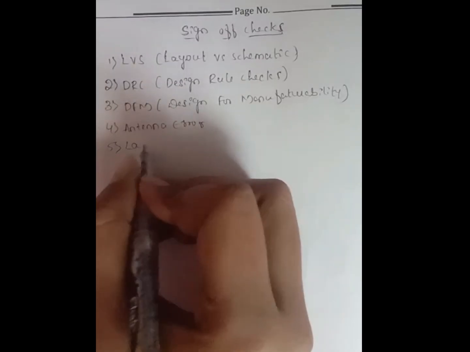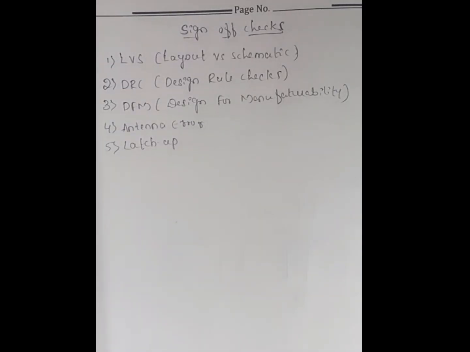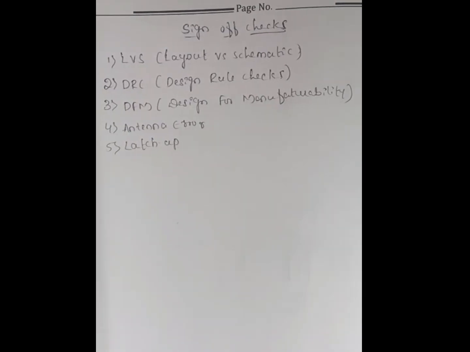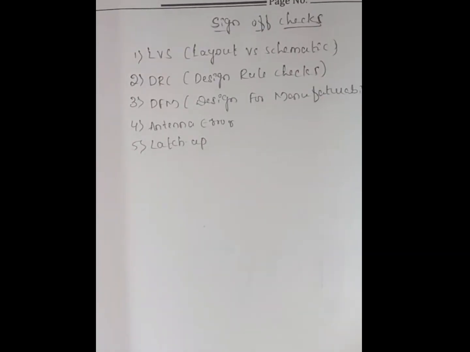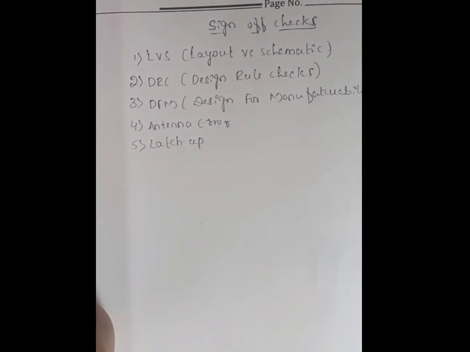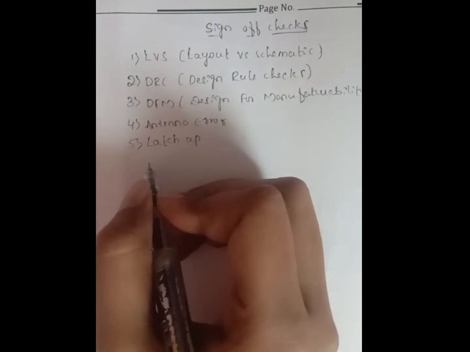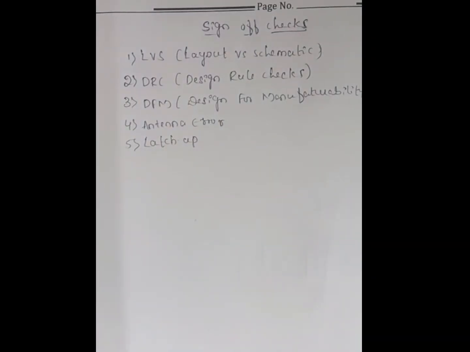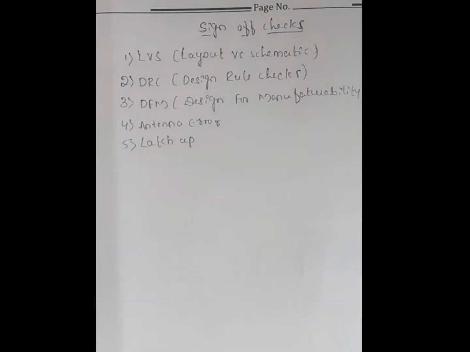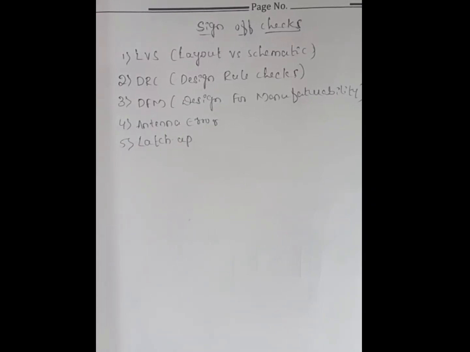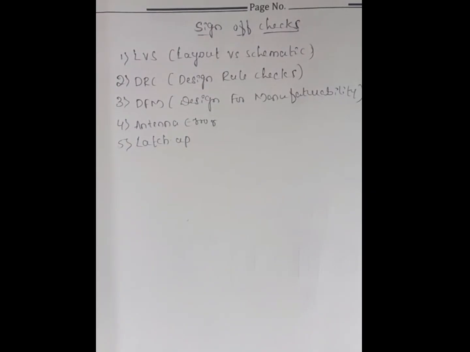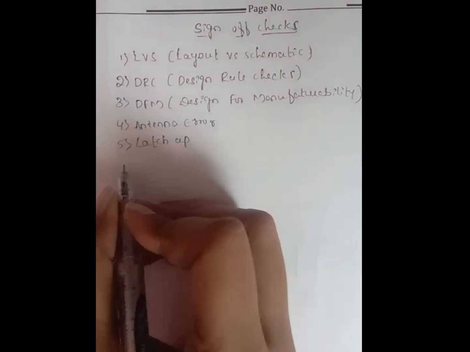Next is latch-up. Latch-up is also one of the sign-offs and very important for reliability. For chip reliability, latch-up and antenna checks are a must. Latch-up occurs because of a short between VDD and VSS, indirectly, by parasitic BJTs, NPN and PNP, occurring in the CMOS transistor. That is why we call it latch-up, and I will tell how it is formed.